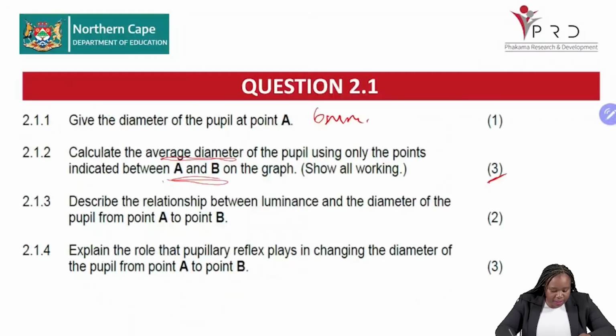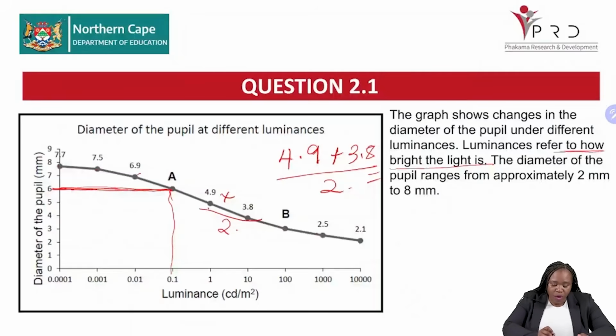Alright, and then the next question, 2.1.3. Describe the relationship between luminescence and the diameter of the pupil from point A to point B. Right, now let's go back and have a look at what is happening here. So we can see that the diameter is basically decreasing from the first point until the last point. There is that constant decrease.